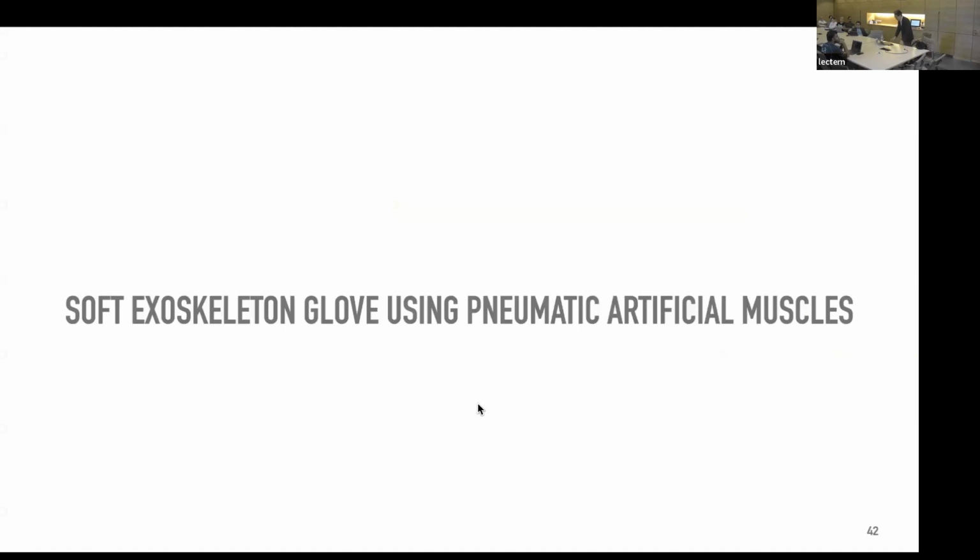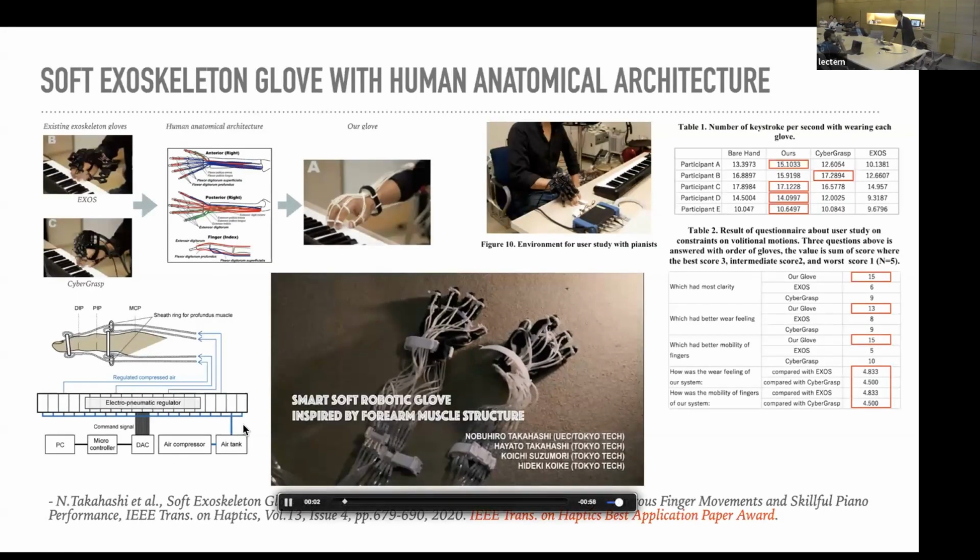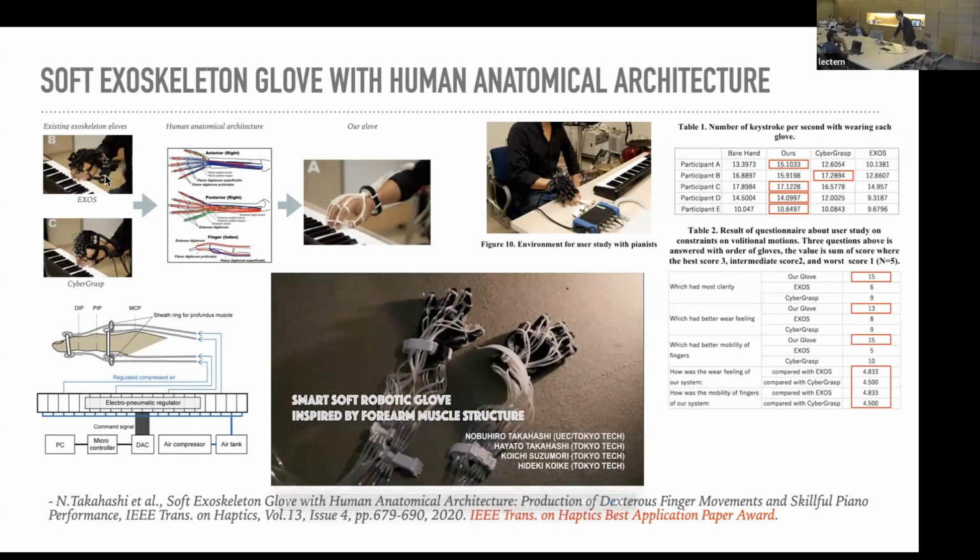So the next topic is haptic feedback systems. As you know, there are some exoskeleton gloves like this. They are intended to give haptic feedback to the hand. When people are using virtual reality technologies, they want to give some feedback when they grab something in virtual.